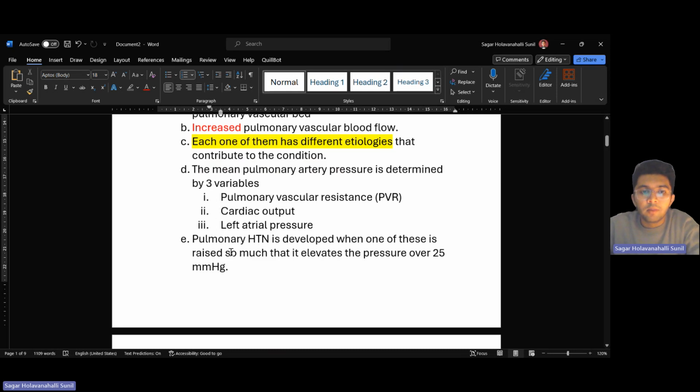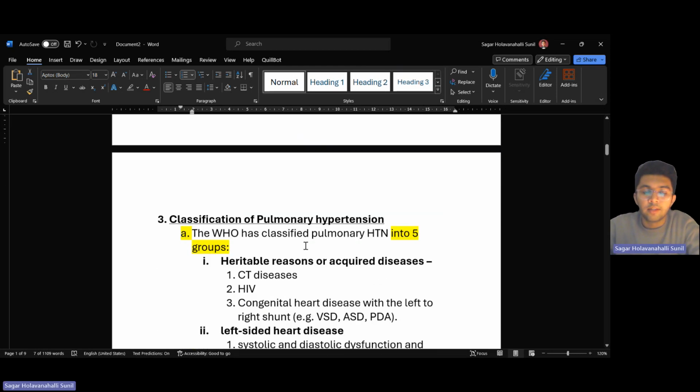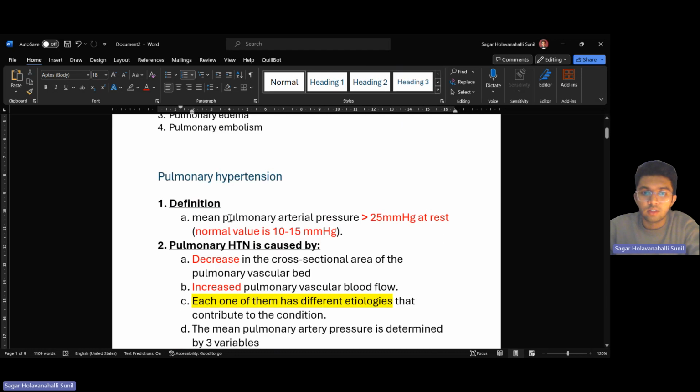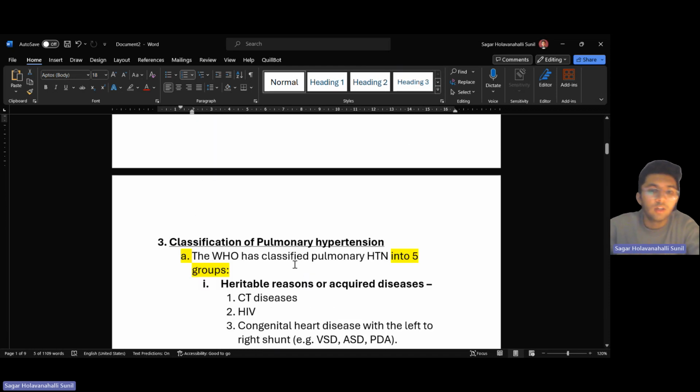Now, pulmonary hypertension is developed when one or more of these variables, you can include two or three of them as well, elevates the pressure over 25 mmHg at rest. Again, we're looking at this pressure at the pulmonary artery, and that too, it's the mean pulmonary arterial pressure. Please keep that in mind.